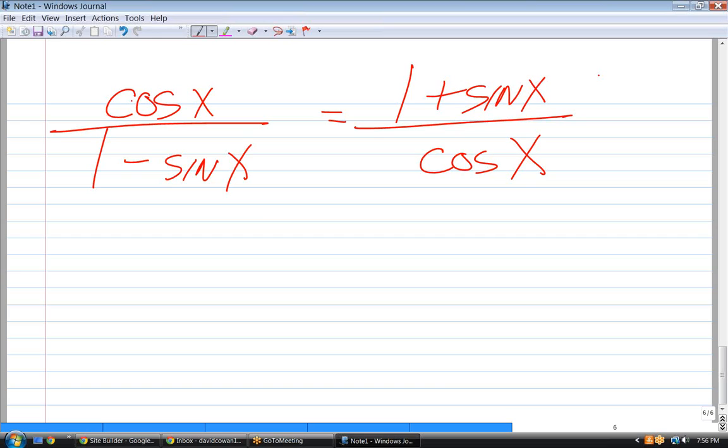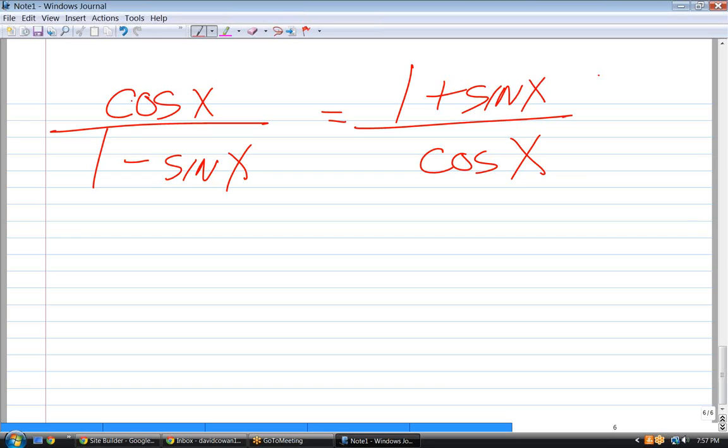Again, what's different about this than the ones we were looking at is this expression, 1 minus sine x, and this one up here, 1 plus sine x. So what do I want to do here? You're going to want to make those squared, right? Okay, do I want to work with the left side or the right side? You just work with the left side.